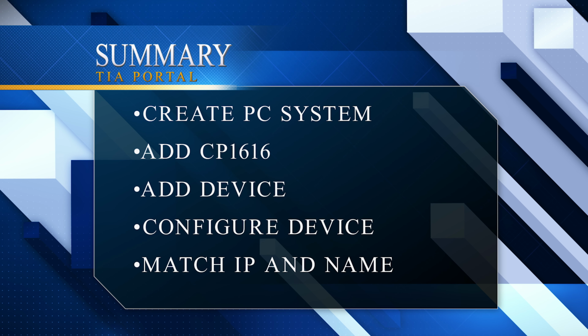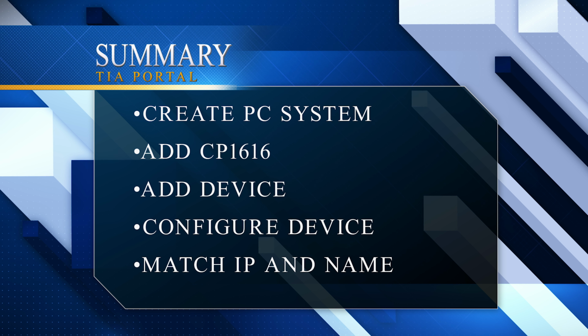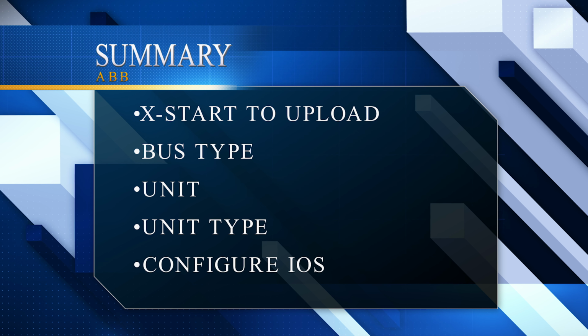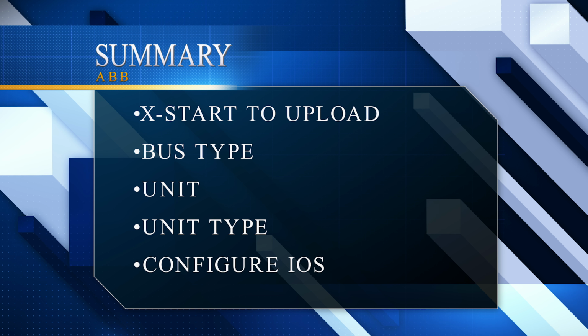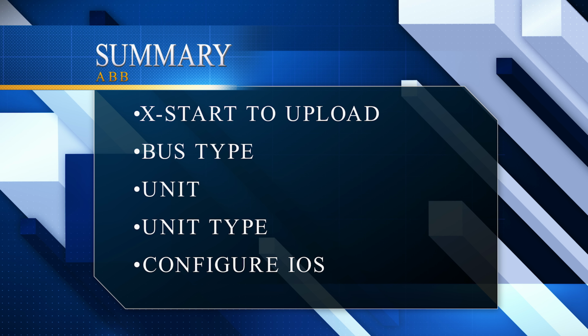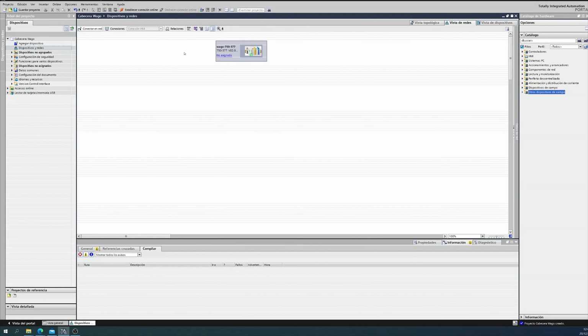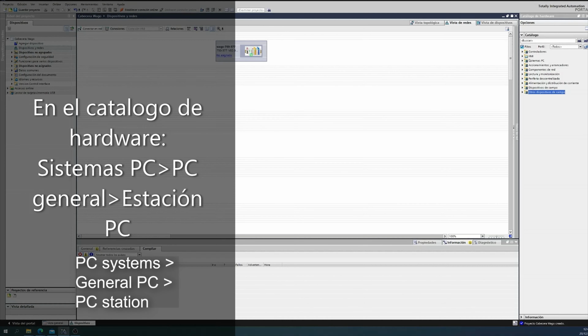So a quick summary, we'll be creating the TIA Portal project with the devices and then uploading that into the CP1616. After that, we create the unit type and units in ABB and then we program the signals. So let's start with adding the PC system and then the CP1616.